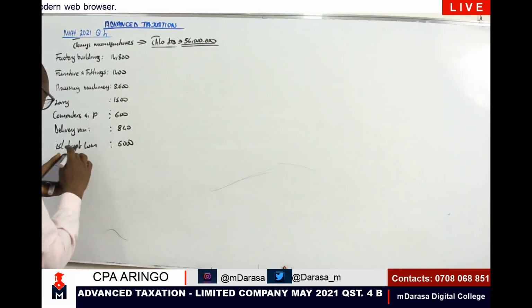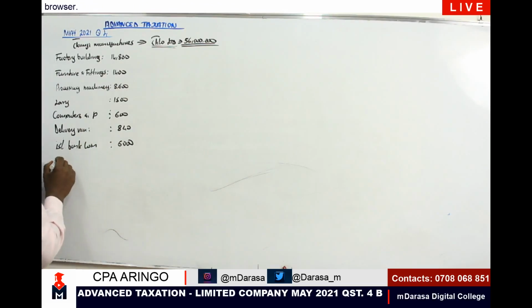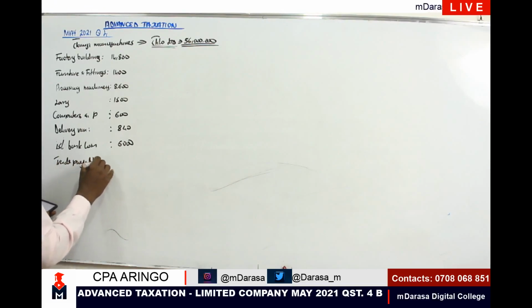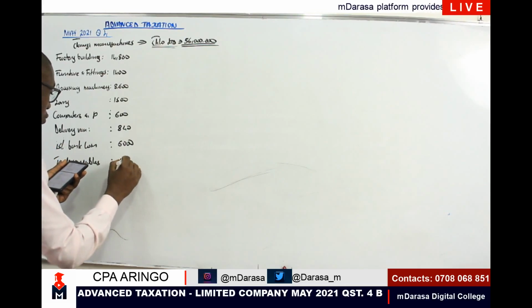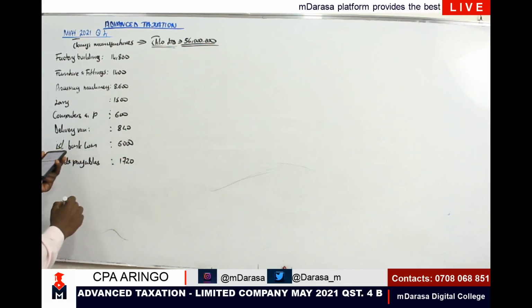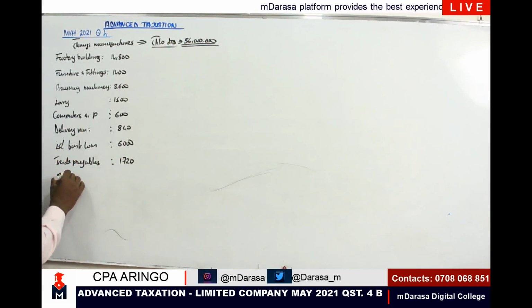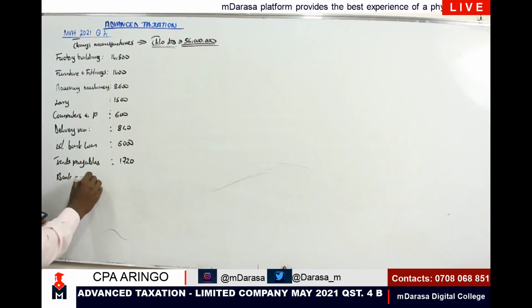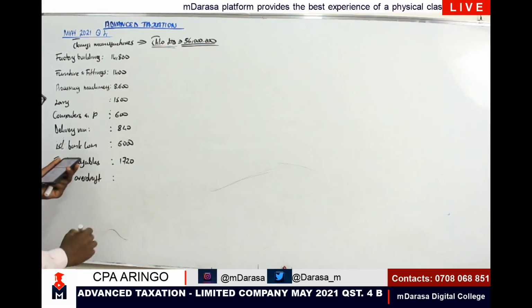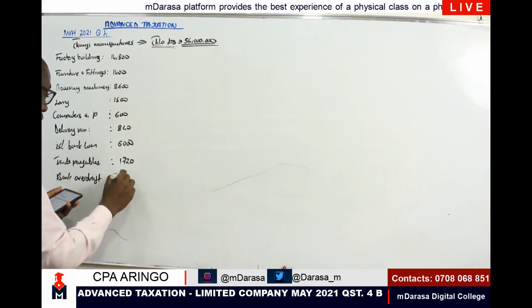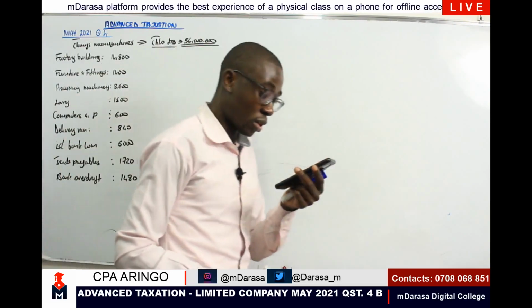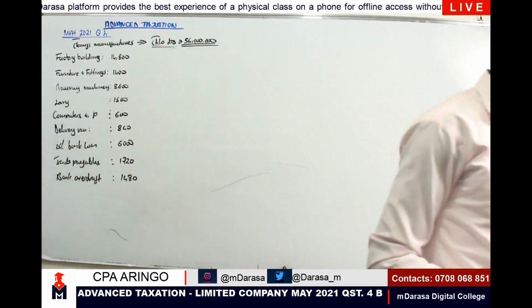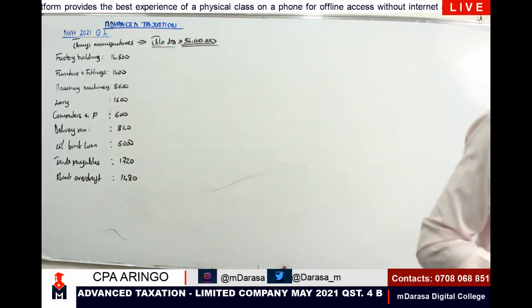Remember, our figures are in thousands. Trade payables, I'm given a figure of 1,720. Bank overdraft, I'm given a figure of 1,480 here. So these are the figures that you are given, my good students. What you acquired are what you are given there.